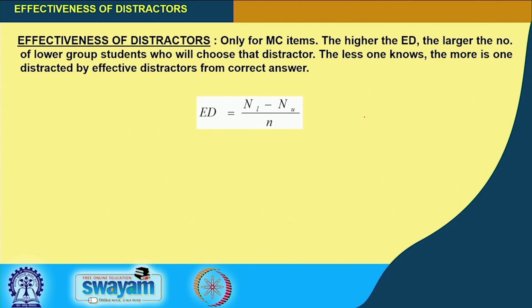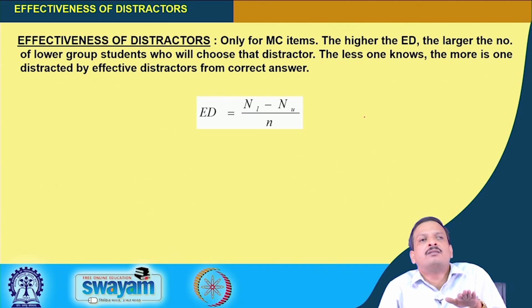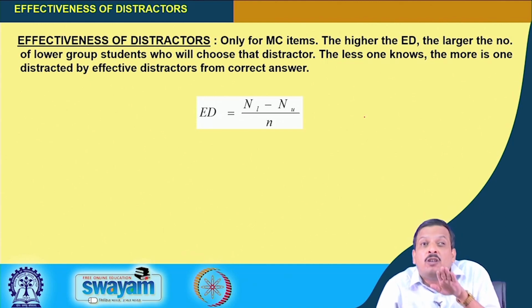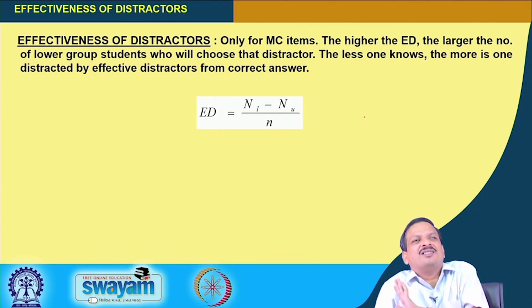Have you understood or not? So, I am saying the distraction capability is defined based on how many lower group students choose that option. But if any upper group student chooses that option, that may be the confusing capability, not distraction capability. So, I subtract that one.